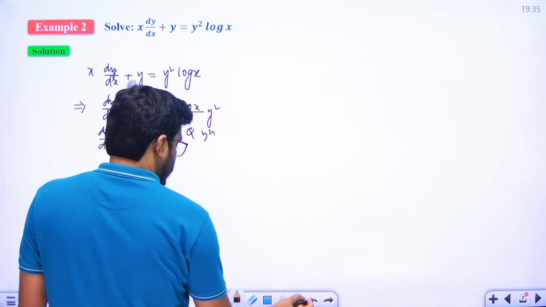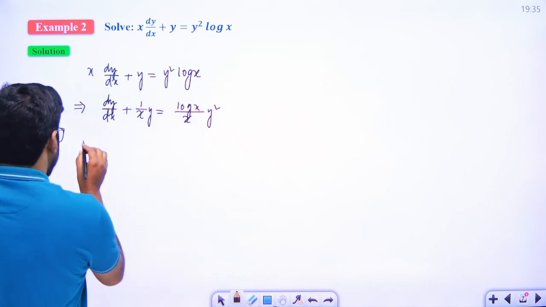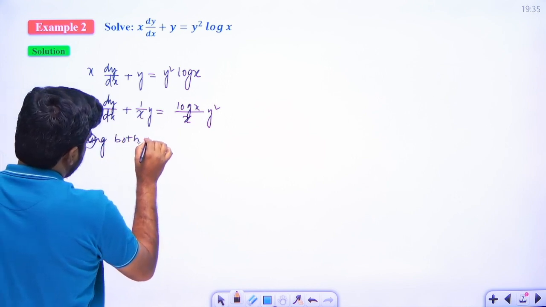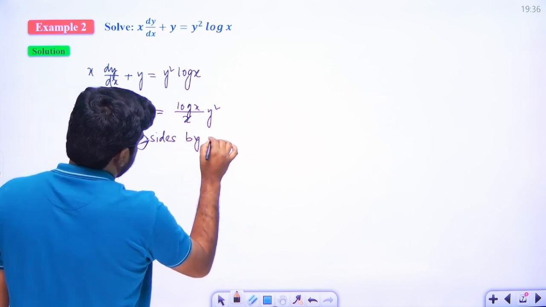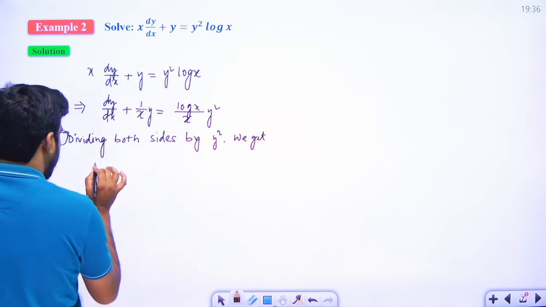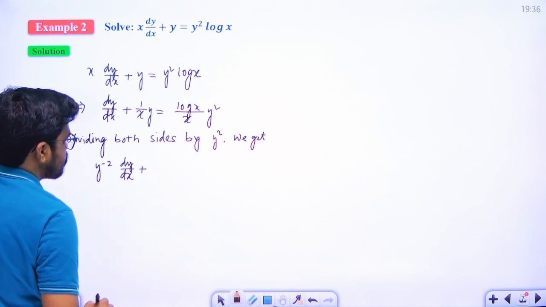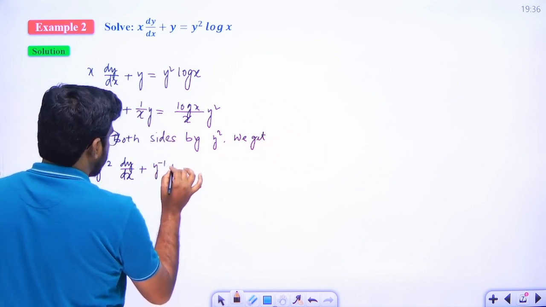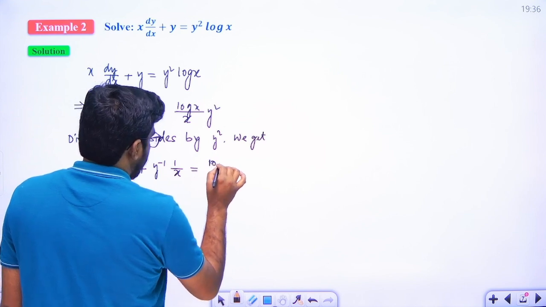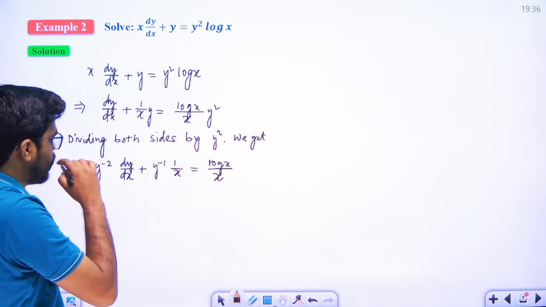So now dividing both sides by y square. What did I say? We divide by the function of y, so by y square. So dividing both sides by y square, we get y to the power minus 2 dy dx plus y to the power minus 1 into 1 by x, right, is equal to log x by x, right? So dividing both sides by y square, what we get is this.